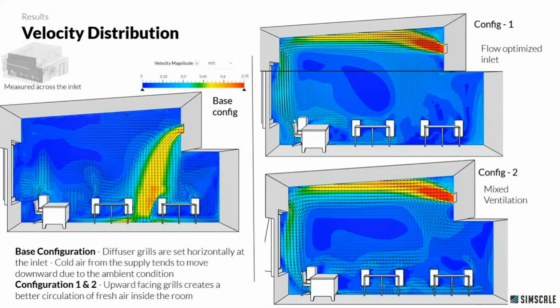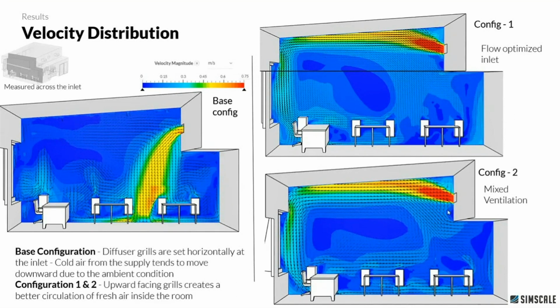And this is optimized by increasing the HVAC sizing and also the diffuser angles of the inlet here. So here in configuration 1, you can clearly see an upward draft from the inlet, and this generates a huge recirculation which helps in distributing the air all through the indoor space.